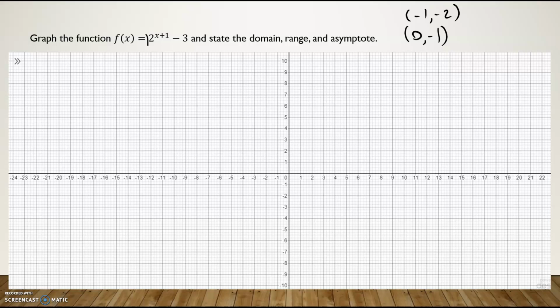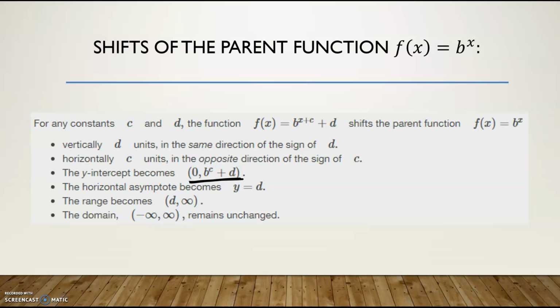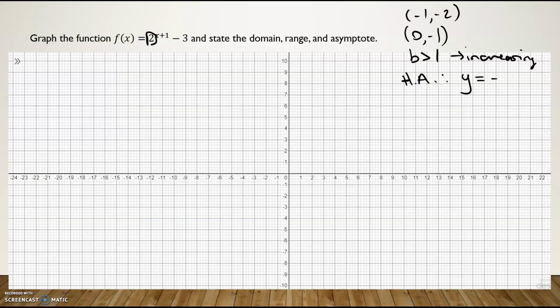And then let's look at b. Okay, b is 2, so that's greater than 1. So that means we are increasing. It's an increasing function. Okay, and we also need to find our horizontal asymptote. That is just y is equal to whatever d is. Here d is negative 3. So at negative 3, our graph will not cross this line.